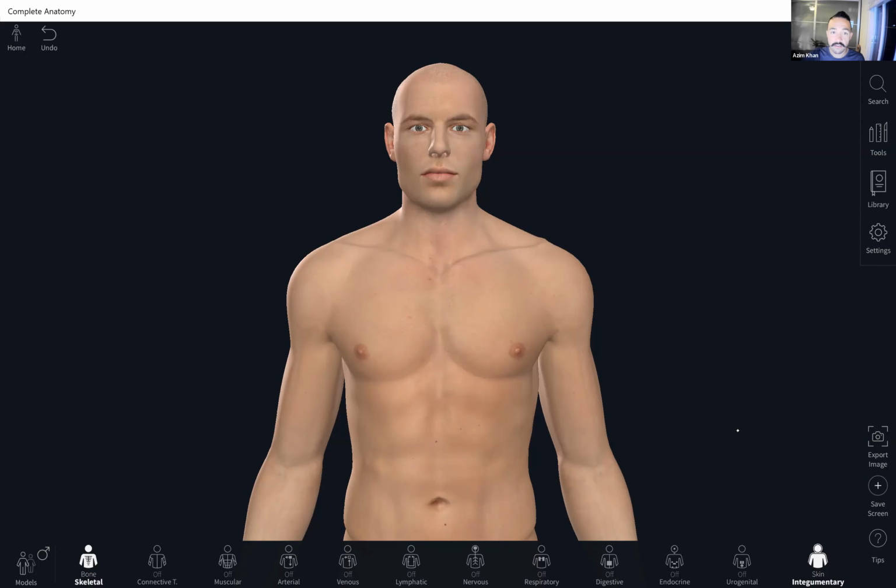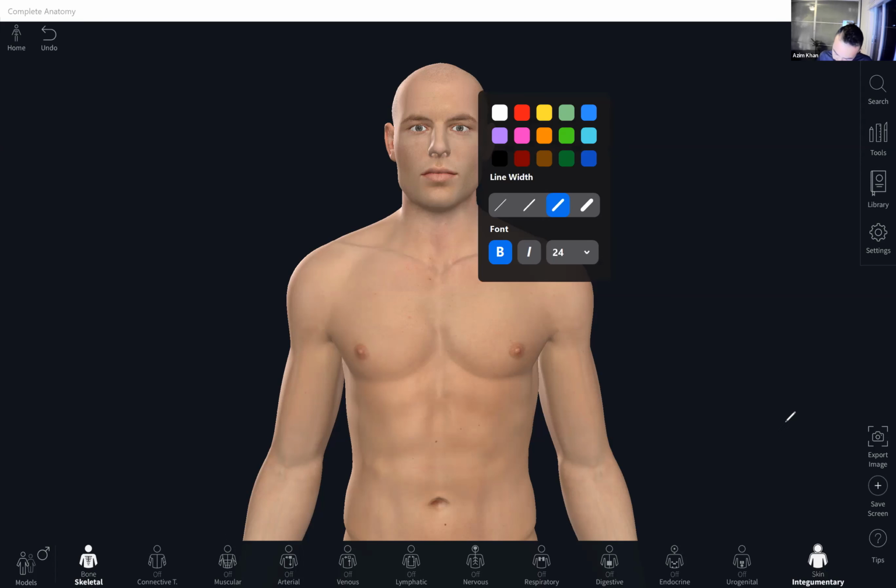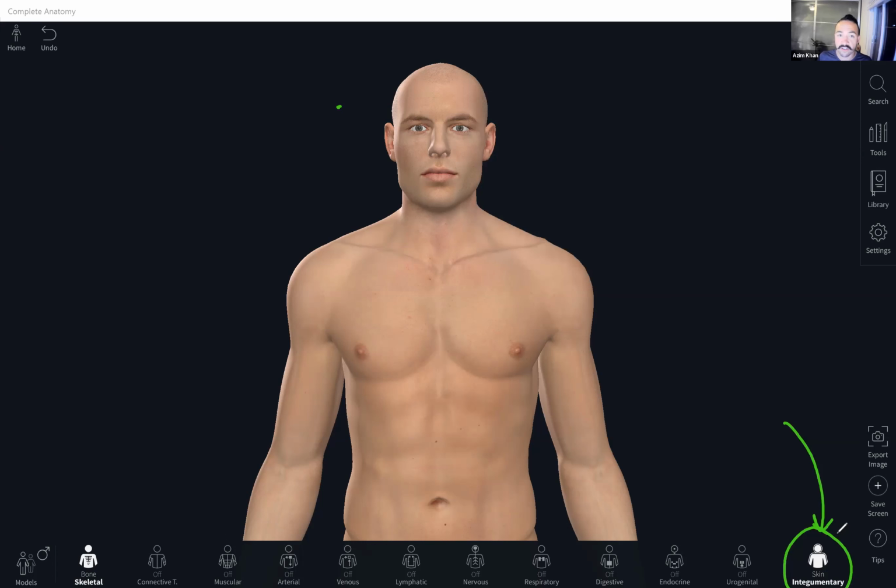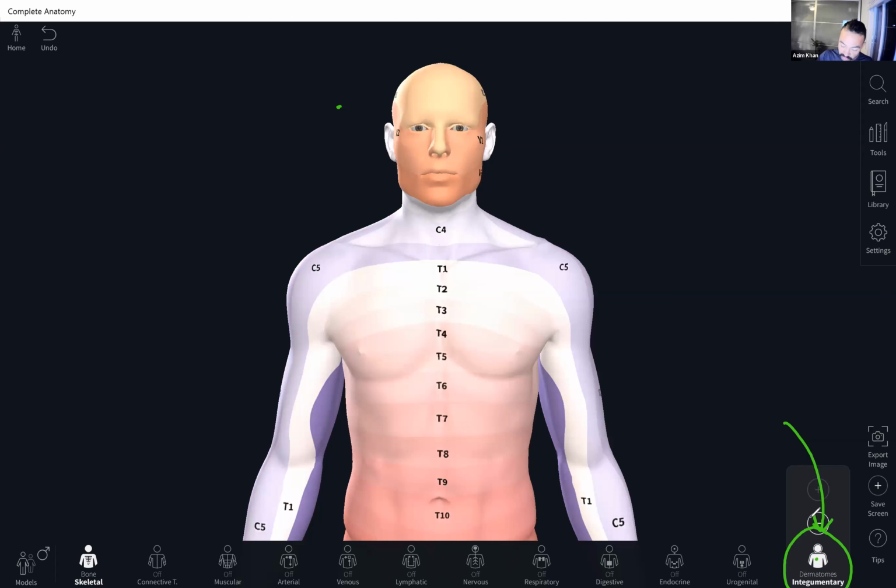If you go into Complete Anatomy, open up a model, I have the skin on. Take a look down here. I've turned skin on once. If I click on this again and hit plus, I get the dermatome. And this is going to be really useful. So now I can look around.